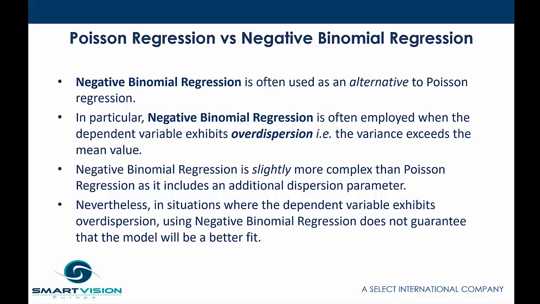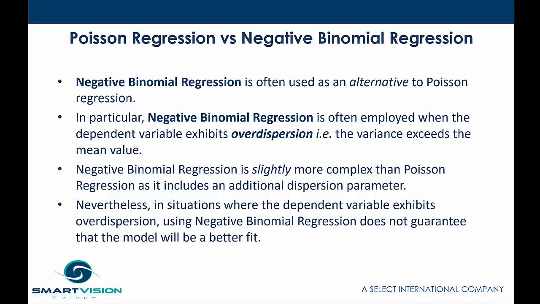Now, earlier we did briefly touch on alternative approaches to Poisson regression. The obvious one is known as negative binomial regression, and it is most often employed when we're seeing over dispersion in the dependent variable, i.e. the variance exceeds the mean value and the ratio of one to the other is greater than 1. Negative binomial regression is slightly more complex than Poisson regression because it includes an additional dispersion parameter which attempts to adjust for this over dispersion.